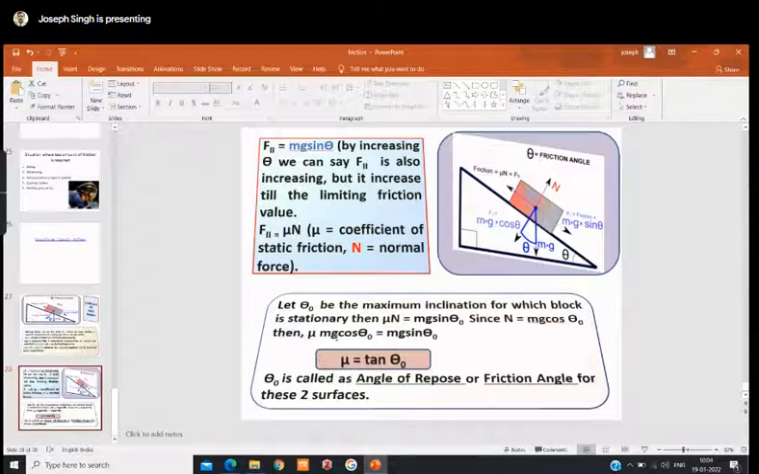So mu mg cos theta 0 is equal to mg sin theta 0. So we can say mu is equal to tan theta 0. This theta 0 is the angle of repose, or we can say the friction angle for these two surfaces. Whatever these two surfaces are made of, it will be known as the friction angle for these two surfaces.